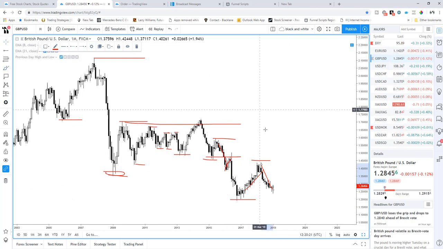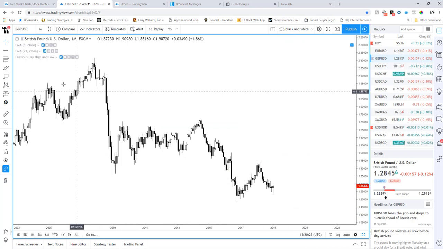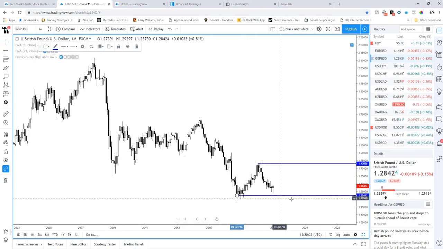So I'm just going to remove all those now because my chart's looking a little bit messy. If I was just to mark on a couple of key levels here on cable right now.